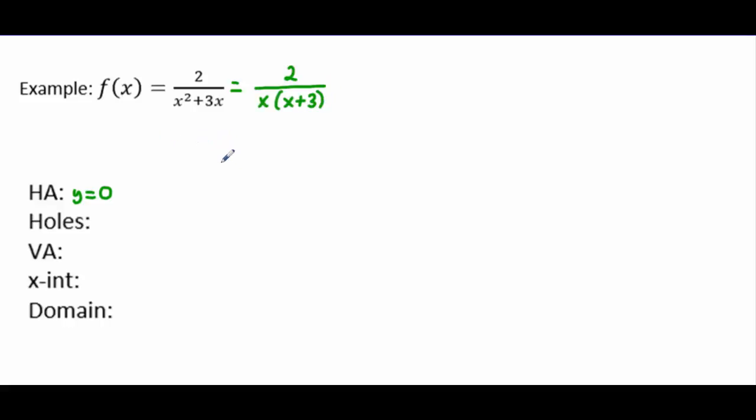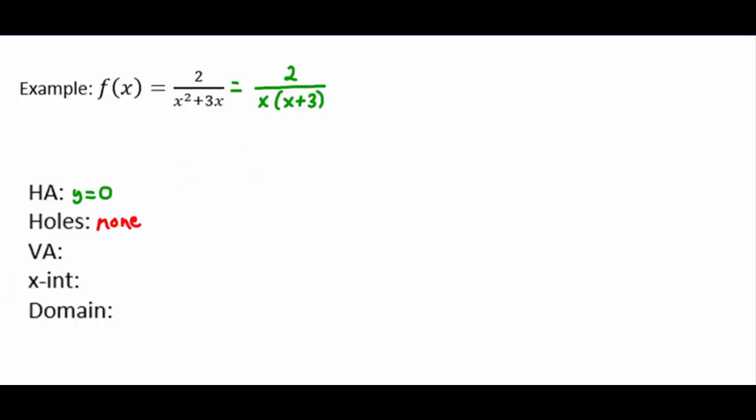So once we've factored, there's things that the top tells us and there's things that the bottom tells us. But to figure out the holes, they only happen if something cancels. So if there was an x on top here next to the 2, the x's would cancel and that would create a hole. Or if there was an x plus 3 on top, they would cancel and it'd create a hole. Since nothing cancels, we would say that there aren't any holes.